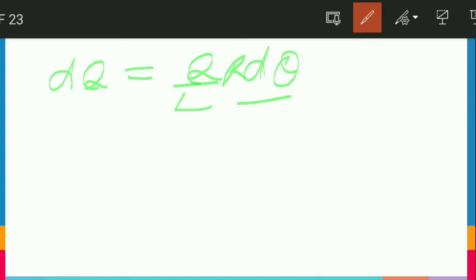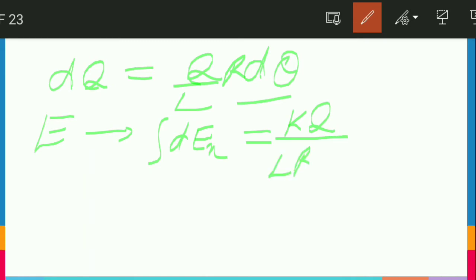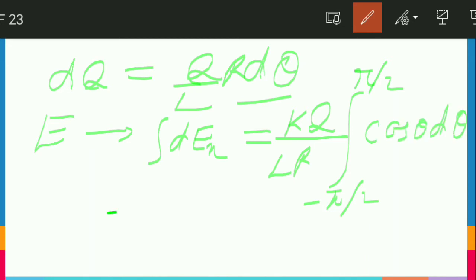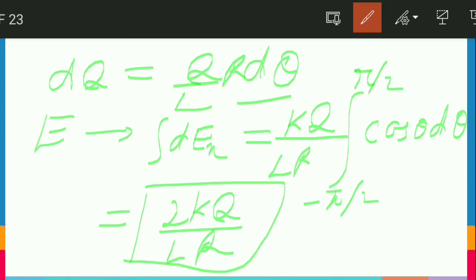Now our work is to find E, which is nothing but the integration of dE x, because only the x component will be effective. So it will be equal to kQ upon L r times the integration from minus pi by 2 to pi by 2, because we have taken from the origin, so we move from left to right, of cos theta d theta. After integration we will get the value 2kQ upon L r. So friends, this is our answer. I hope this question is clear to you, so that we can move to the next question.